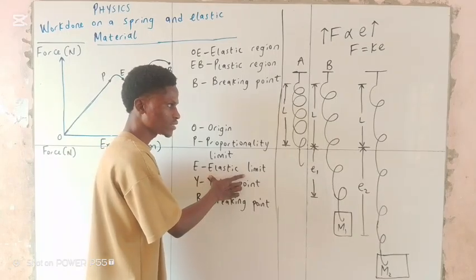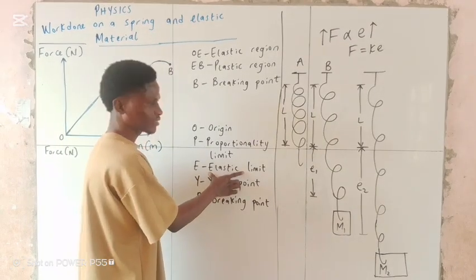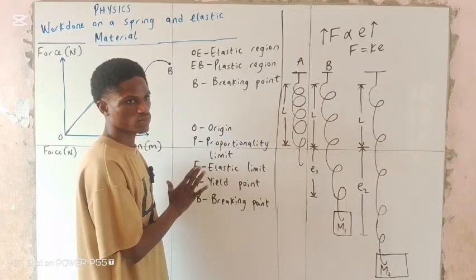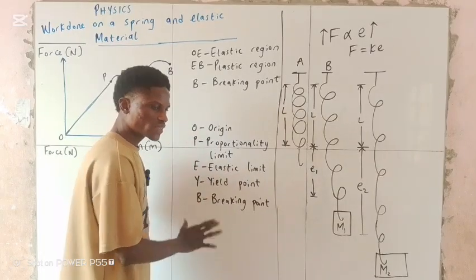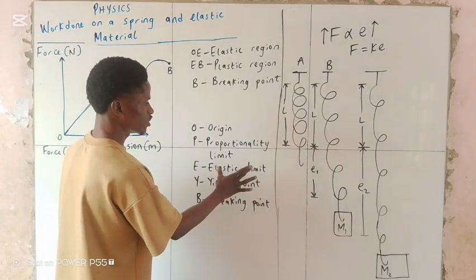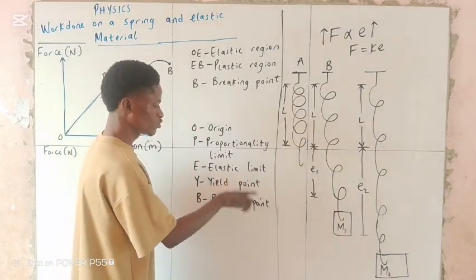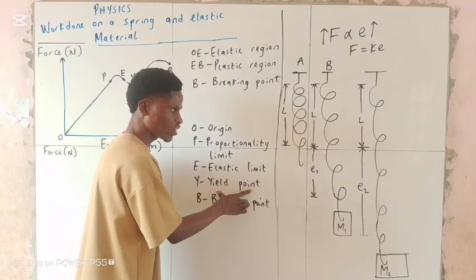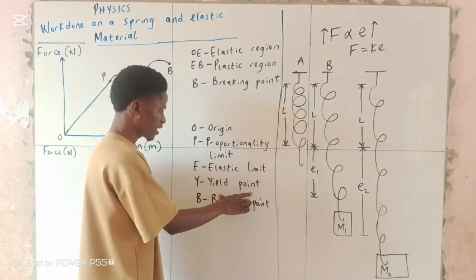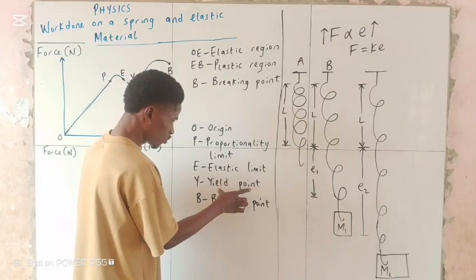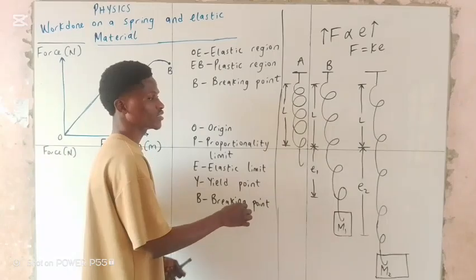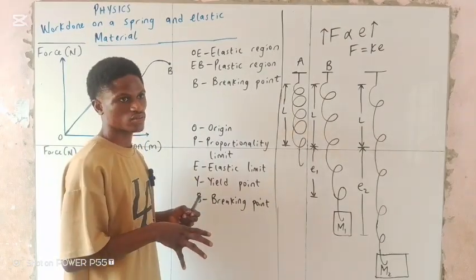Elastic limit. That is, at this point here, it can no more extend. The limit has been gotten to. And it goes from here to what there? If you want to apply force, it goes to where? The yield point, where it becomes plastic. So it goes from that yield point to what there? The breaking point, where it finally snaps or cuts.